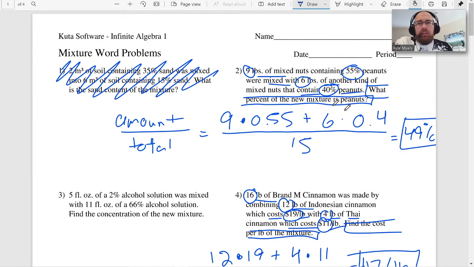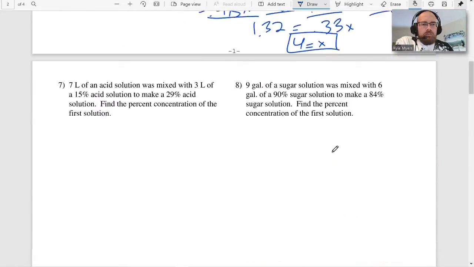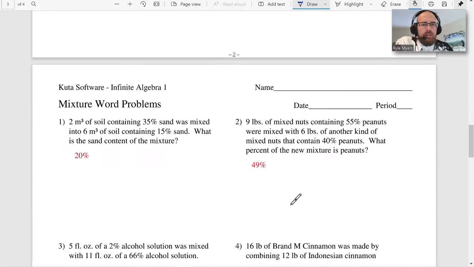You should be able to do this yourself. You can actually look up this worksheet. You would just Google mixture word problems. Maybe type in the word Kuta software, or Kuta worksheet or something like that, and it pops right up. It's usually the first thing that pops up because they're pretty popular, which is why I wanted to do this series. And you can just check for yourself. So 49%, good to go.